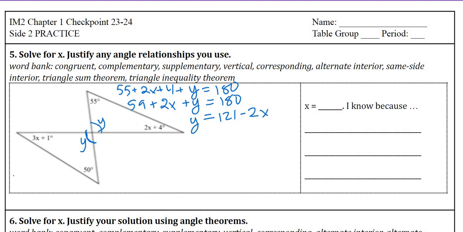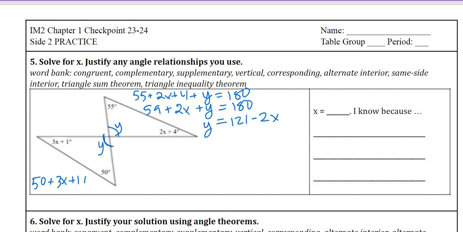I have 50 plus 3x plus 1 plus y equals 180. That's 51 plus 3x plus y equals 180. I subtract 51 from both sides, and I get that y is equal to 129 minus 3x.